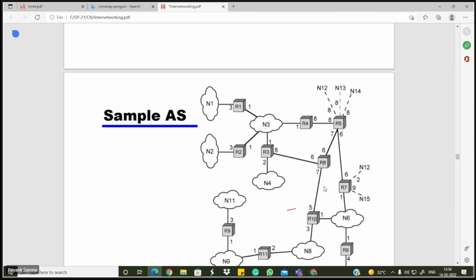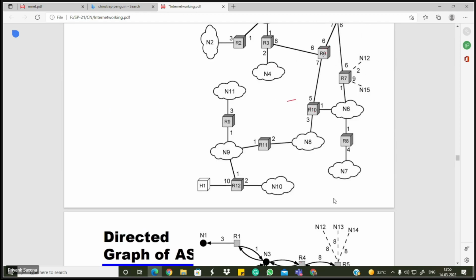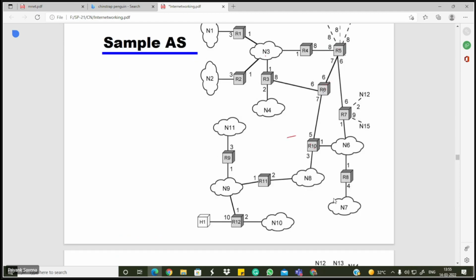And there are different types of networks. You can see here some of the networks are referred to as the transit network. A transit network is one where the data is entering from this side and moving out from this side, right? So it is a transit network.